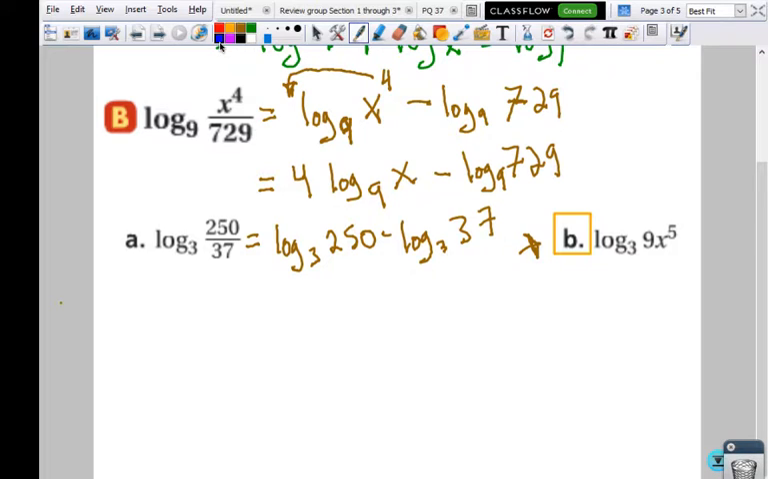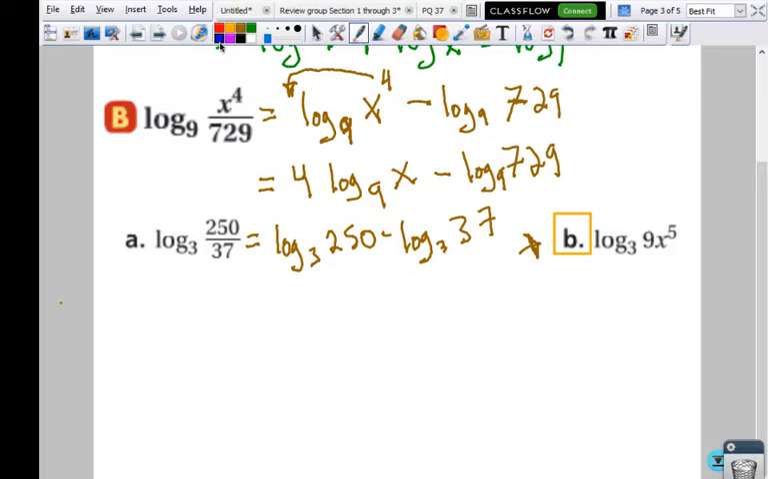Then what? That's it? And then keep going because can't you take care of the exponent? Log base 3 of 9 plus, so log base 3 of x to the 5th, right? What does the power rule say?